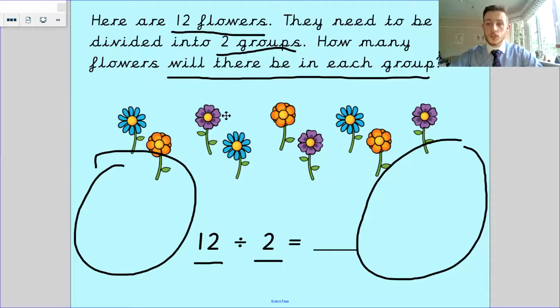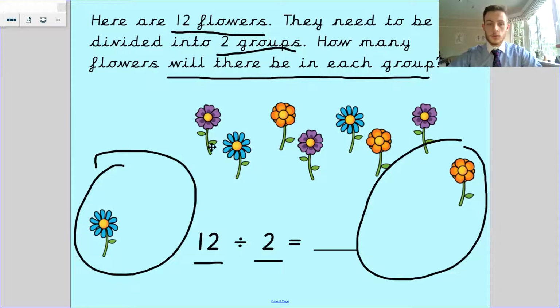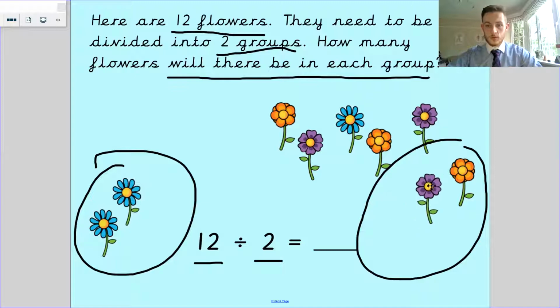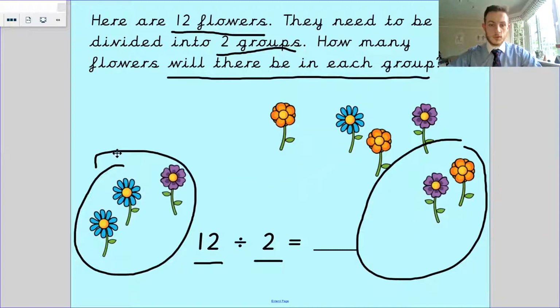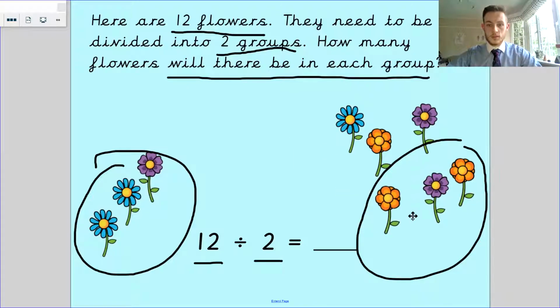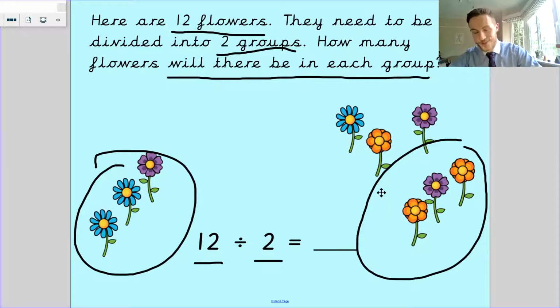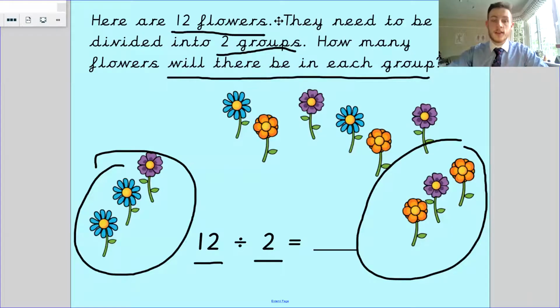So I've read the question. Now let's move on. I've got 1 in that group, 1 in that group, 1 in this group, 1 in this group, 1 in this group, 1 in this group. Let me just keep going for a second because I've just realized I don't have 12 flowers. I've got 9 flowers. Mr. Watkiss, what are you doing? Let's try that again, shall we? Hold on. Okay, right. Sorry about that.